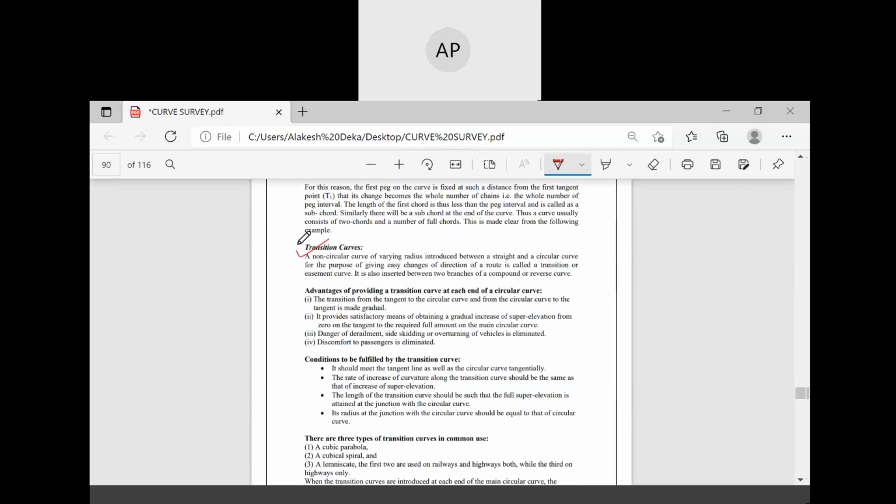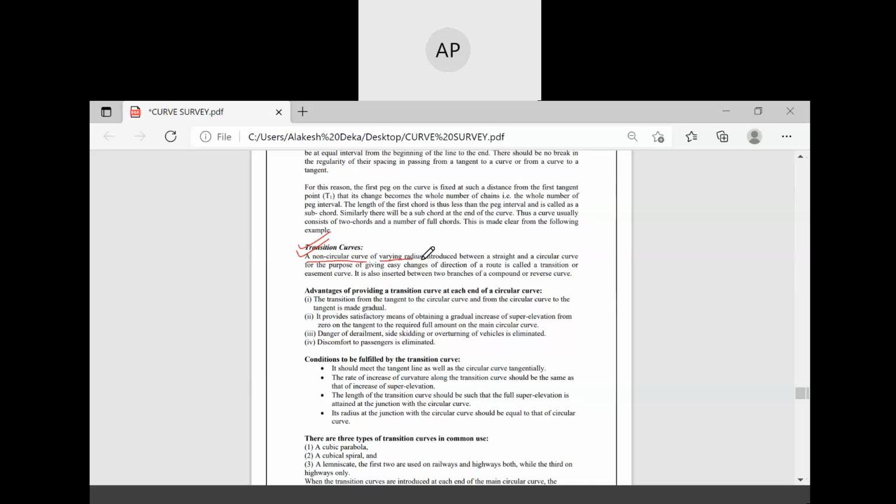Next, let's see what is a transition curve. A non-circular curve of varying radius introduced between a straight and a circular curve. So a transition curve is generally provided between a straight and a circular curve. For the purpose of giving easy changes of direction, it is called a transition or easement curve. It is also inserted between two branches of a compound or reverse curve.